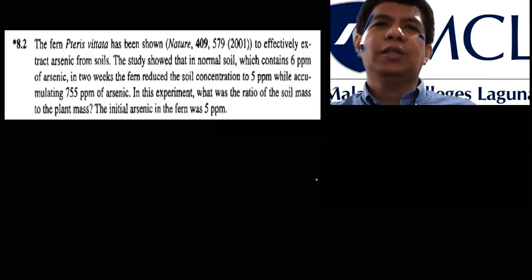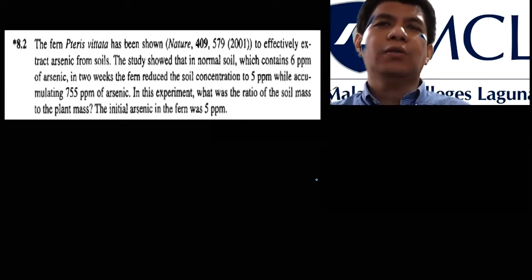The study showed that in normal soil, which contains 6 ppm, ppm is parts per million. So, for example, if you have 1 milligram per kilogram, that would be 1 ppm. 10 to the minus 3 and then 10 to the 3 for the kilogram. So that's 1 ppm. Likewise, 1 ml in 1 cubic meter is also 1 ppm. So any measurement where the ratio is 1 to 1 million is also ppm.